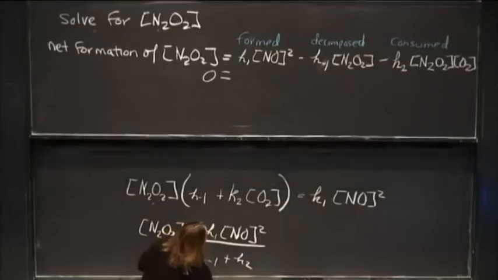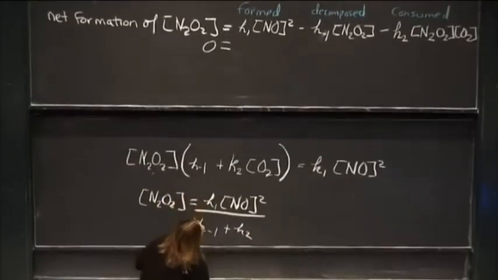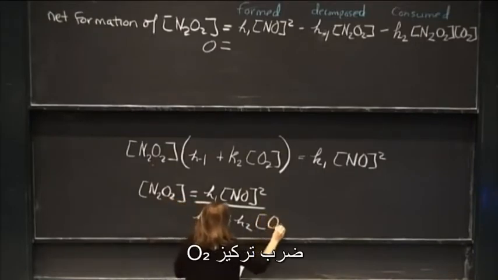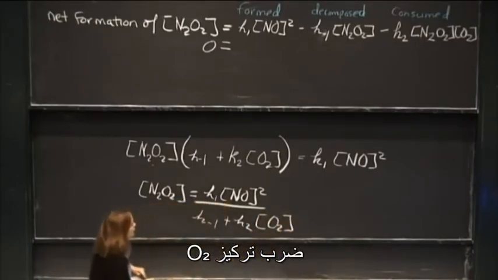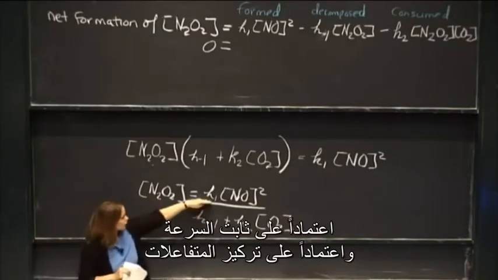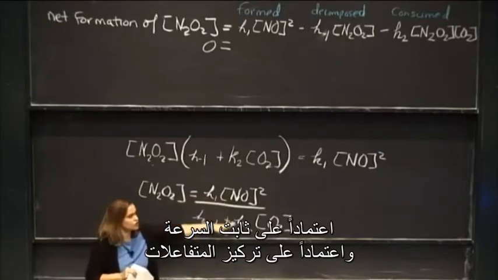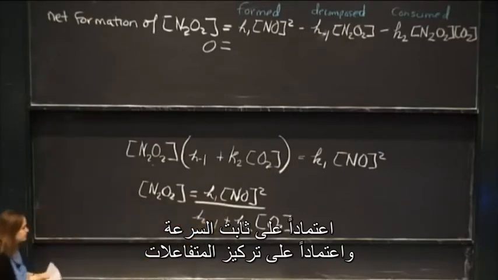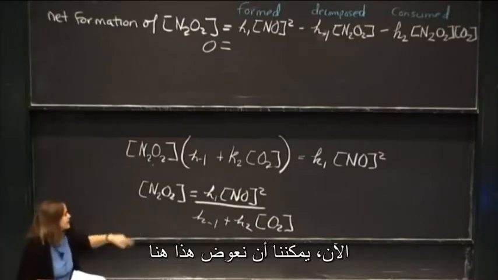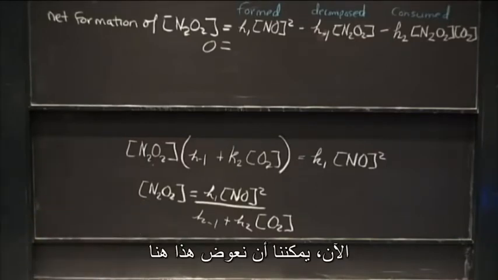K2 times the concentration of O2. So now we've just solved for N2O2, our intermediate, in terms of our rate constants and in terms of our reactants. So that's good. Now we need to take this and substitute it back into here.